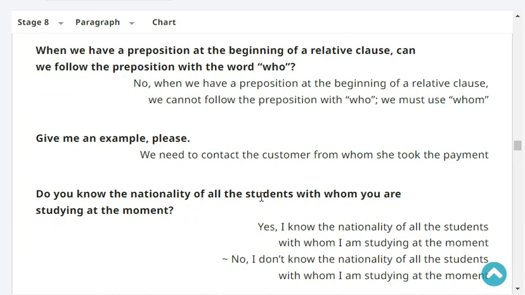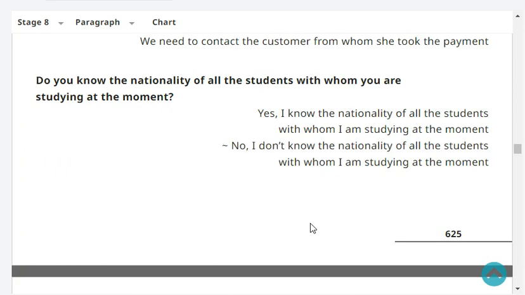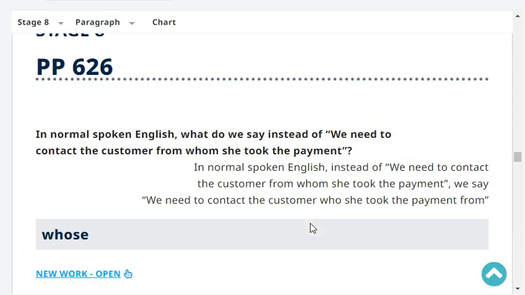We need to contact the customer from whom she took the payment. Very good. Do you know the nationality of all the students with whom you are studying at the moment? Yes or no? No, I don't know the nationality of all the students with whom I am studying at the moment. Very good.